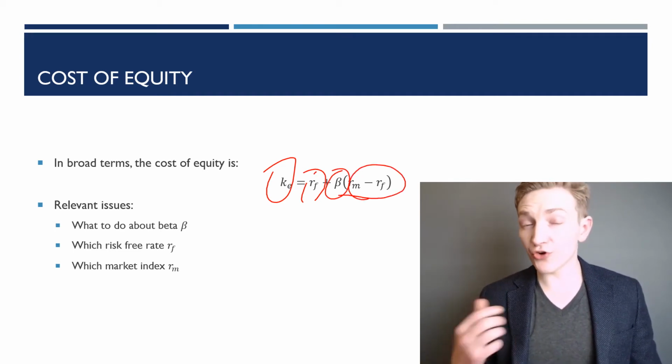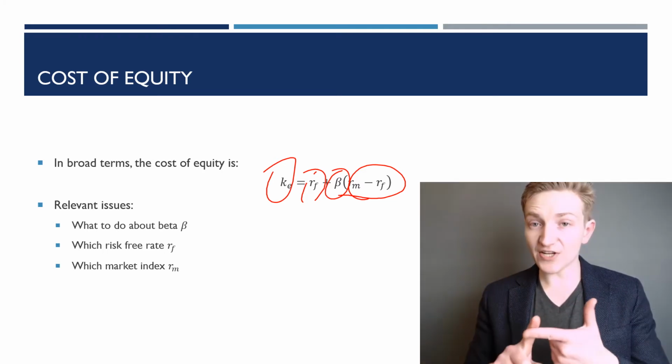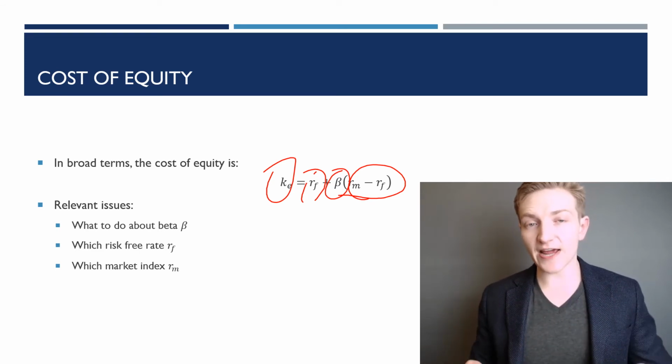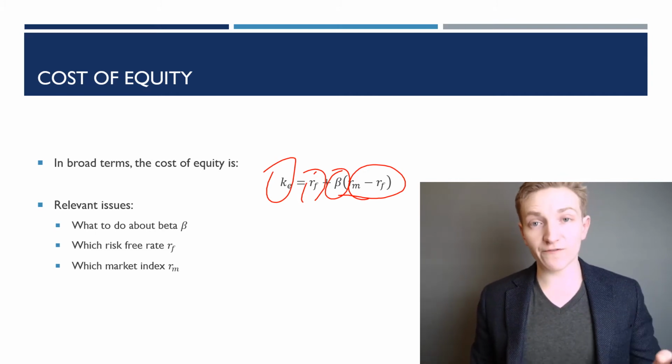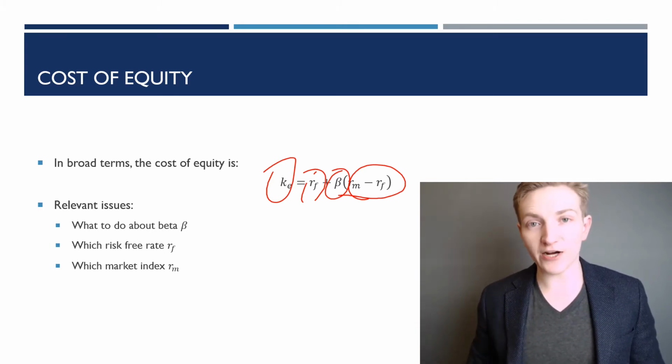So we've really got three different components here. We've got a risk-free rate, we've got a beta, and we've got a market risk premium. In broad terms, it's saying that the rate of return you require on shares is equal to the risk-free rate plus a penalty for how risky this company is. And the risk associated with this firm is given by its sensitivity to broad market movements.